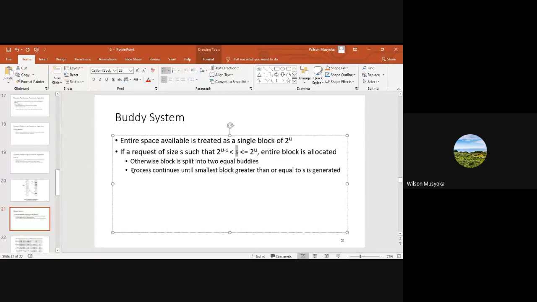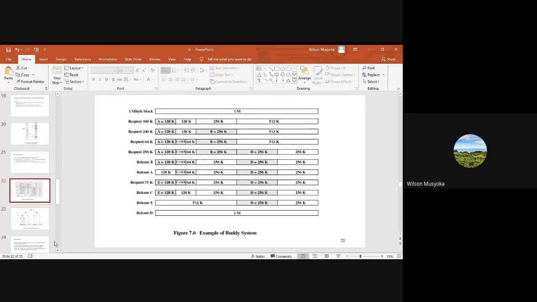And this process continues. If it is small, then you split again. And you continue splitting that memory until you get that space that is greater than or equal to s. And that is where you are going to allocate that memory. And this is how it works.